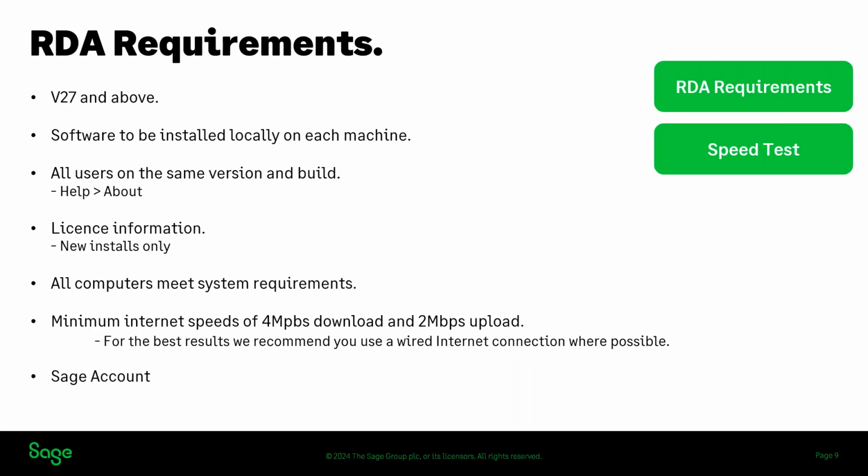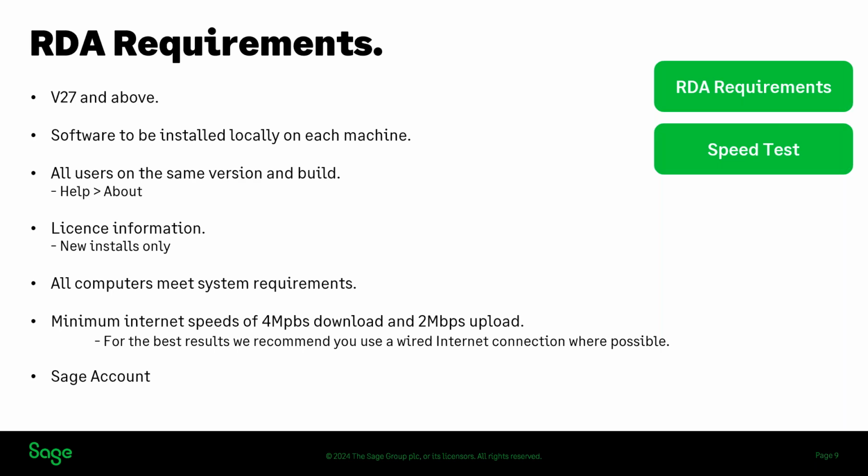Okay, so remote data access requirements. Like I say, you've got to be on version 27 and above. The Sage 50 accounts software needs to be installed locally on each machine. All users must be on the same version and build. If you're not sure what build you're on, you can go to Help in your Sage software, and then into About, and then on the left-hand side at the top under Program Details, it will tell you your version number, and that needs to reflect the same on all machines.